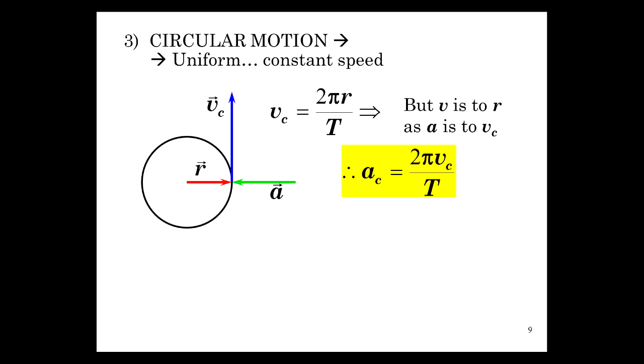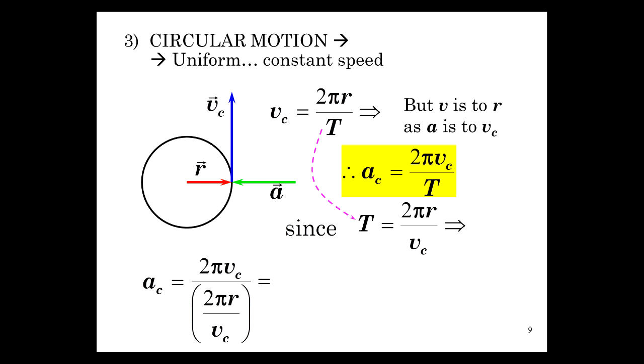If that doesn't make sense, then don't worry too much about it, but we have that t can be resolved to be 2 pi r over vc, and therefore a sub c is equal to 2 pi vc over the period. So we're going to sub in this down here, and that gives us a lot of cancellation, but not total, v squared over r, which is also 4 pi squared r over t squared. You will recognize these values for the acceleration of circular motion.